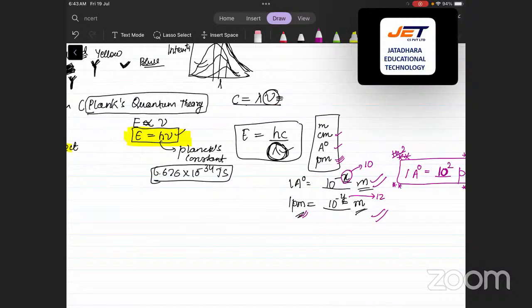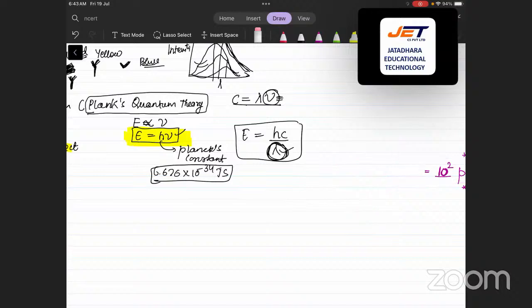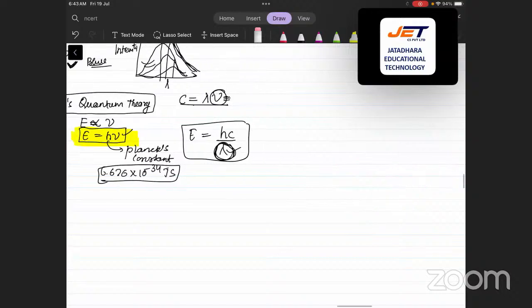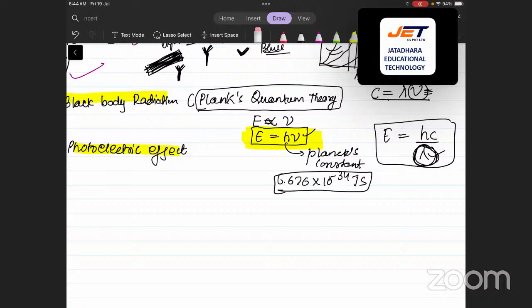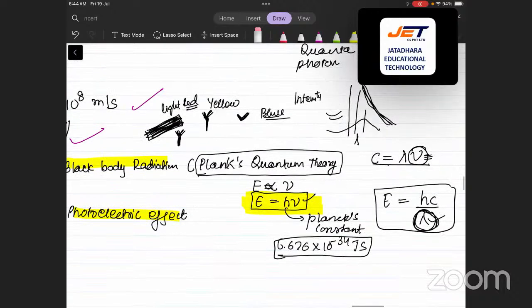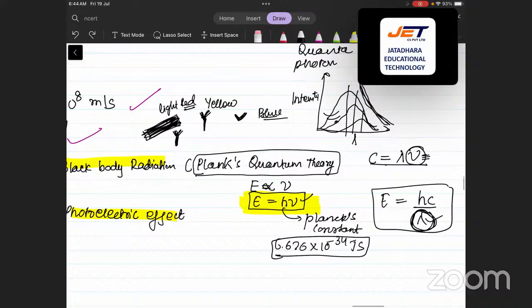So this is what we have got out of Planck's quantum theory: how do we calculate the energy? Now how the story goes. Planck was able to explain this plot. Of course, we don't have to go into the details of these plots or what formulas were given. We are not supposed to understand the mathematical formula that he gave for this.